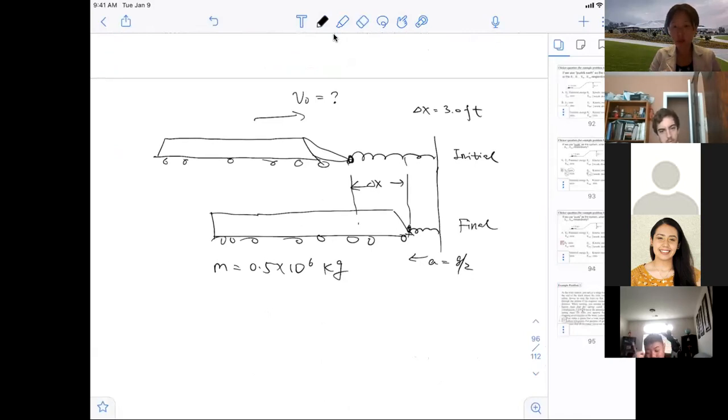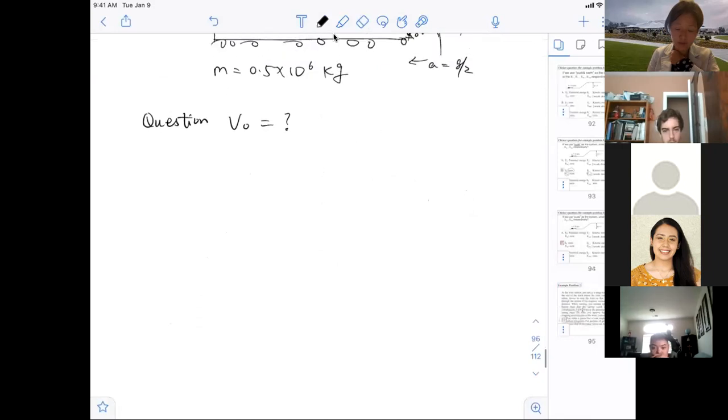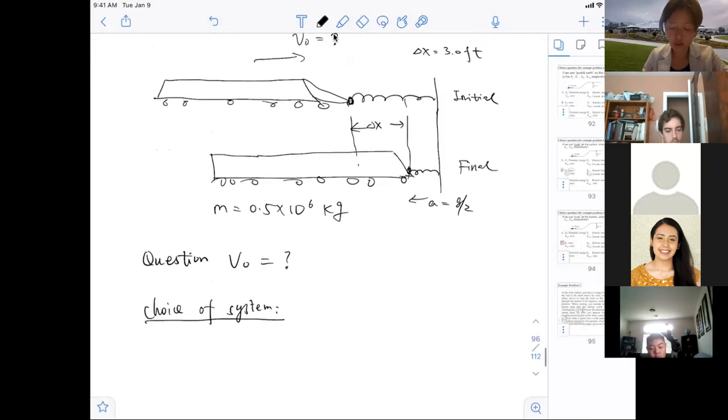But now let's think qualitatively about what this problem is about. It's about an initial moment with some velocity, and the final moment has zero velocity, the train stopped, but the spring is compressed, and the question is, what is this initial velocity? So we have to choose our system. Now, what system do you want to choose? I want to give that choice to you. We have time to do one system, so I want you to choose whichever system you want me to solve.